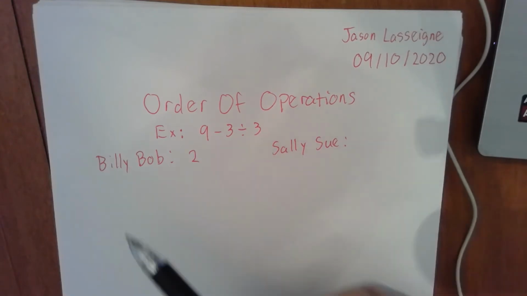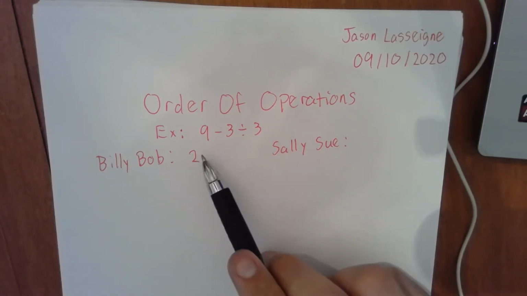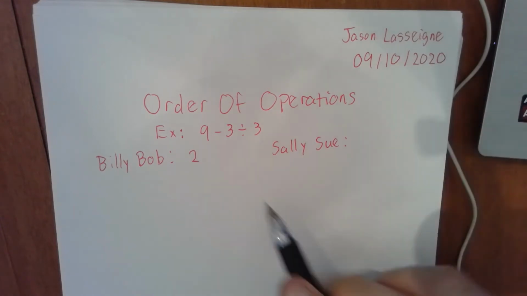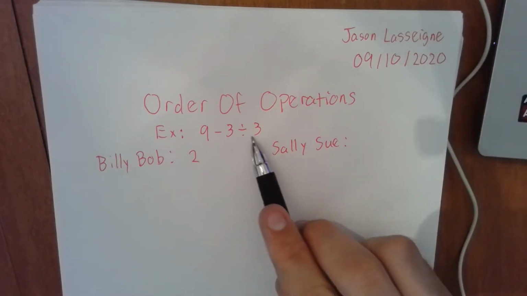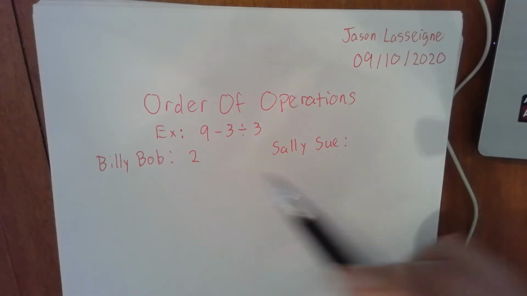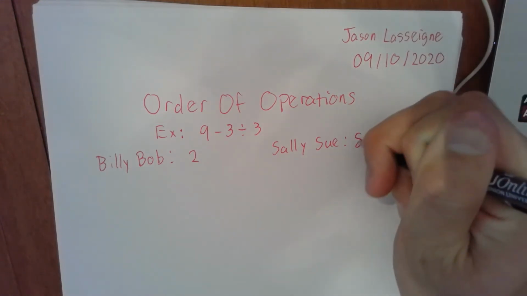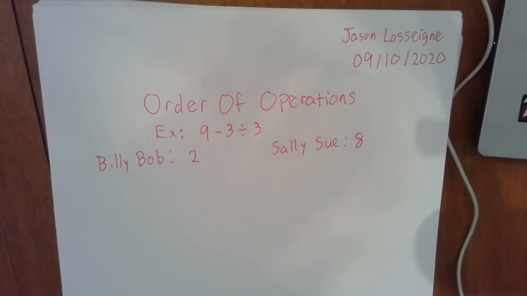divided by 3. Billy Bob said the answer was 2. And Sally Sue said, well, we should divide first. 3 divided by 3, which is 1. And 9 minus 1 is 8. So now I want to ask you guys, who was right? Why is Sally Sue right?